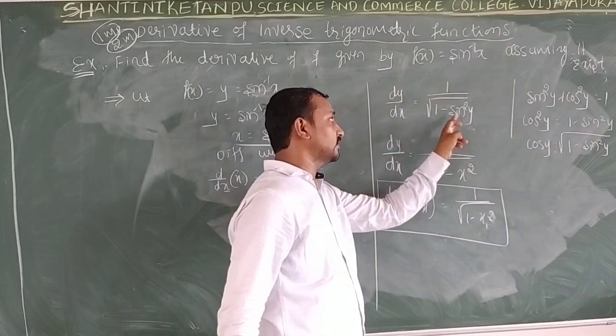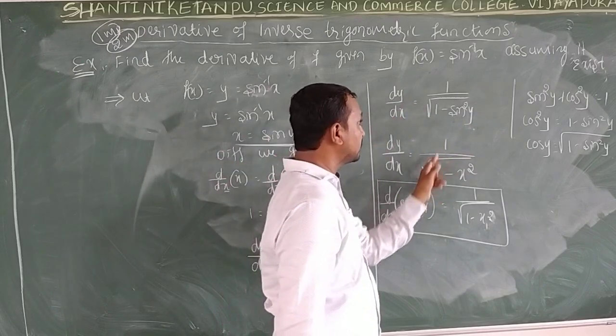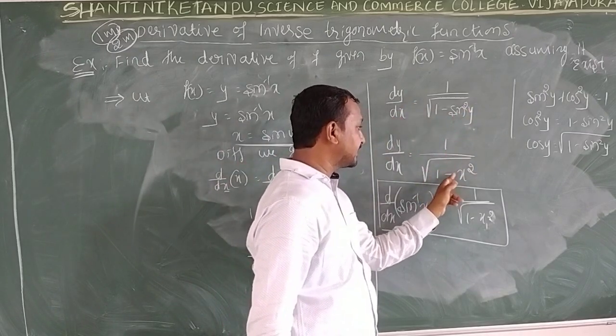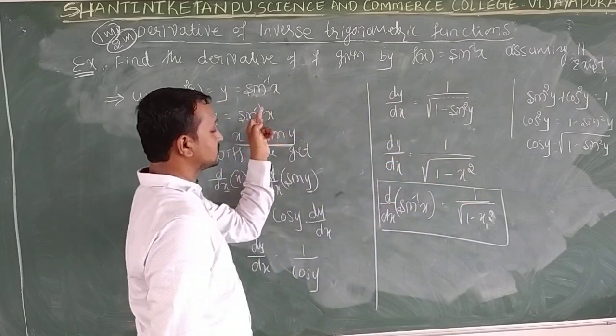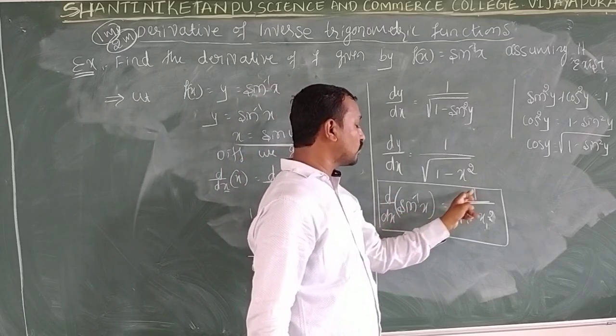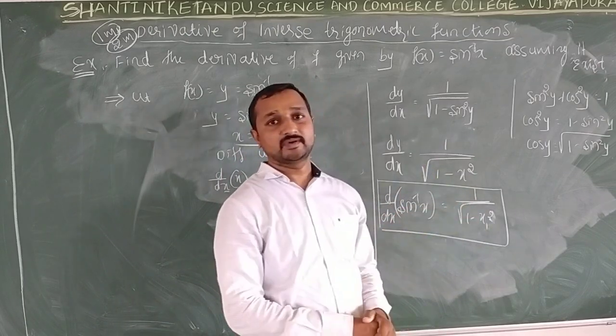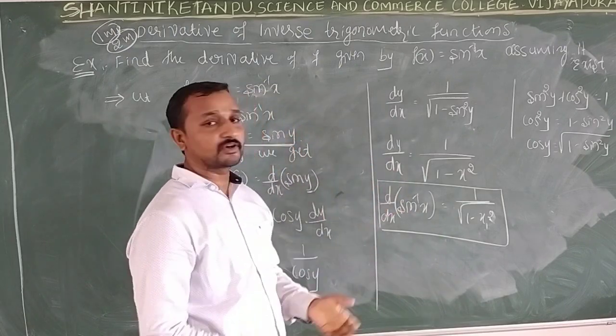So we already know that the value of sin y is x. That's why sin square y should be x square, giving 1 minus x square. And what is your y? Y is sin inverse of x. So d by dx of sin inverse of x is equal to 1 divided by root of 1 minus x square. Clear that? So students, this is a very important standard formula.